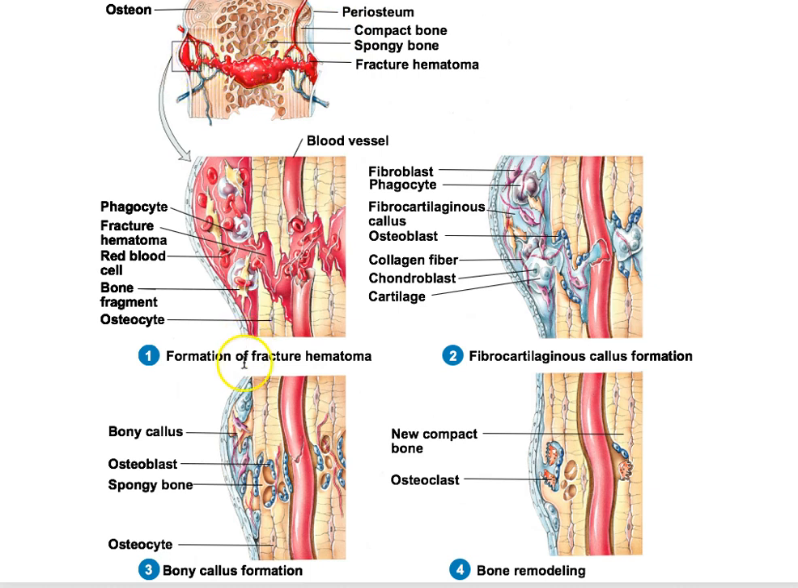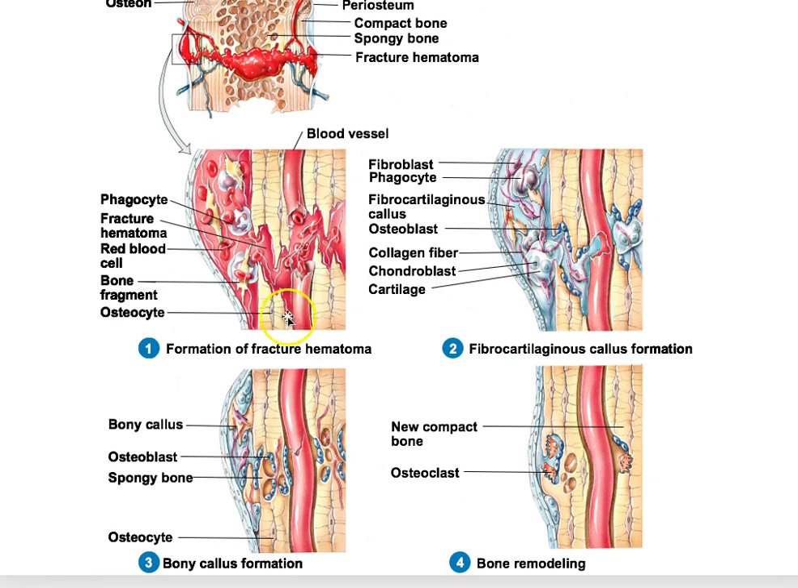You create that fracture hematoma, and white blood cells, red blood cells, and osteoclasts move in here. They clean up all the mess. Fibrocartilaginous callus is going to now be repaired inside this space, holding everything in place while the repair continues. Then you're going to replace the fibrocartilaginous callus with a bony callus. And notice it's a specific type of bone, trabecular bone. And ultimately, that bony callus will be replaced with compact bone.